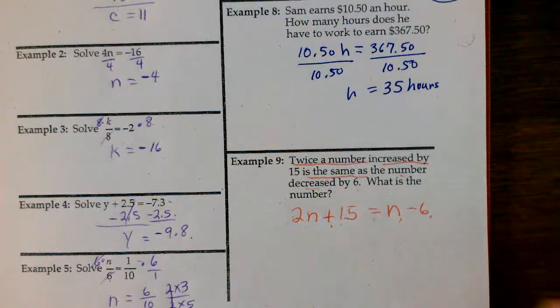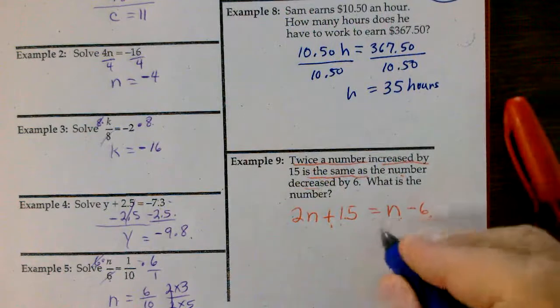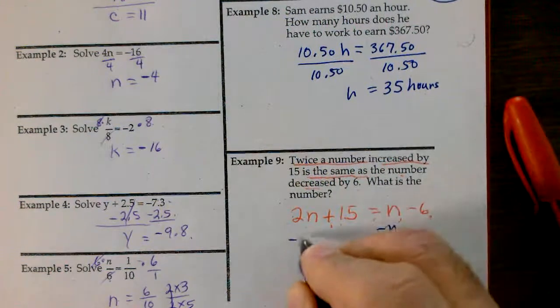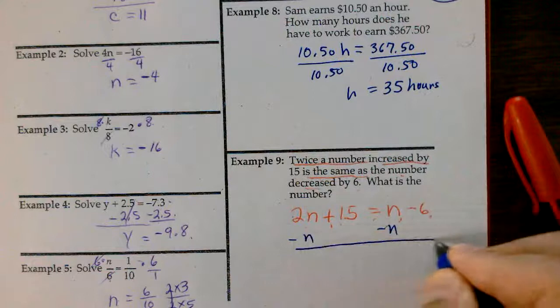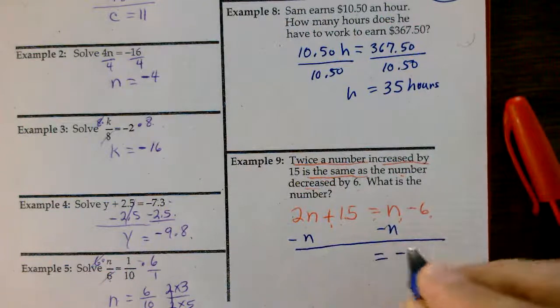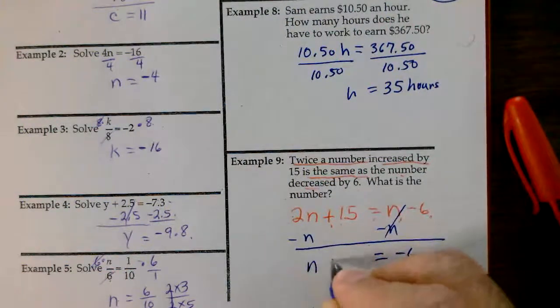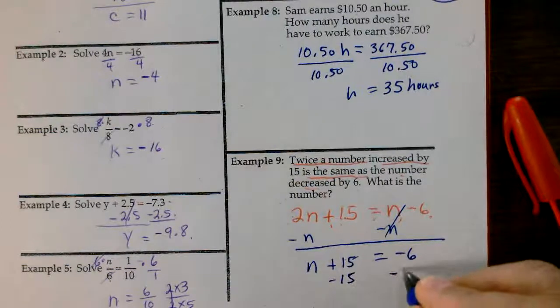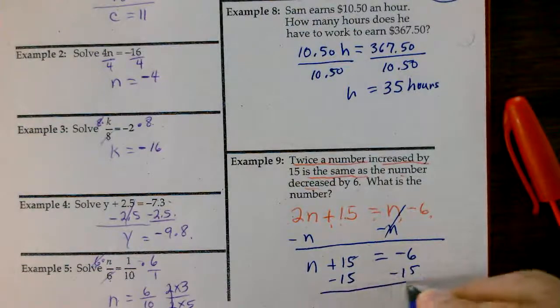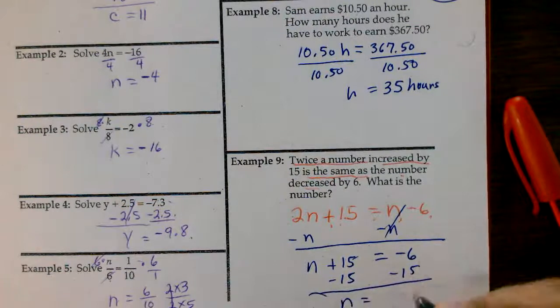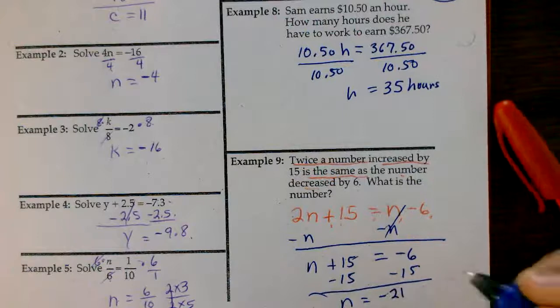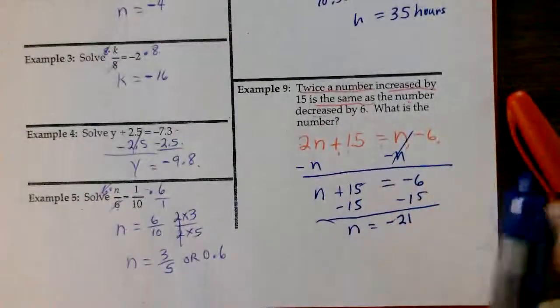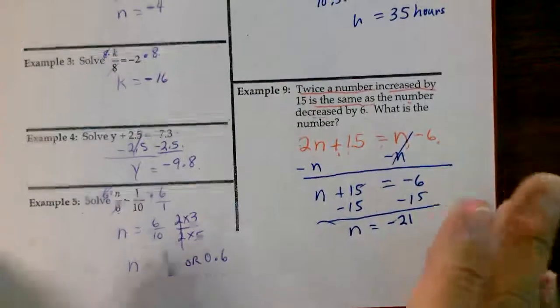All I have to do now is follow through with the basic steps. Take away n, take away n. You get negative 6 over here, n plus 15 over there. Take away 15, take away 15. And you get n equals negative 21. Two negatives are being added, not multiplied. That's why the answer is still negative.